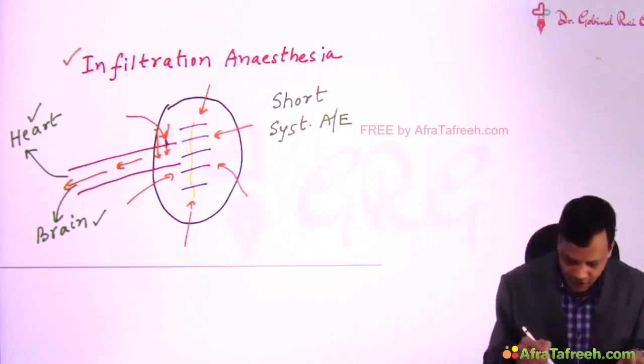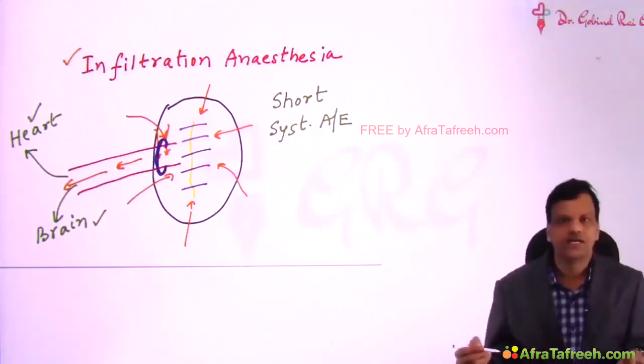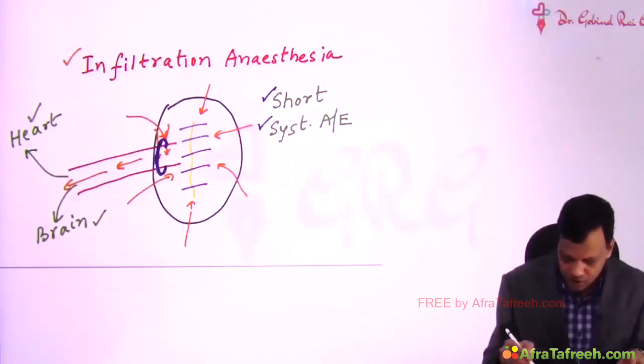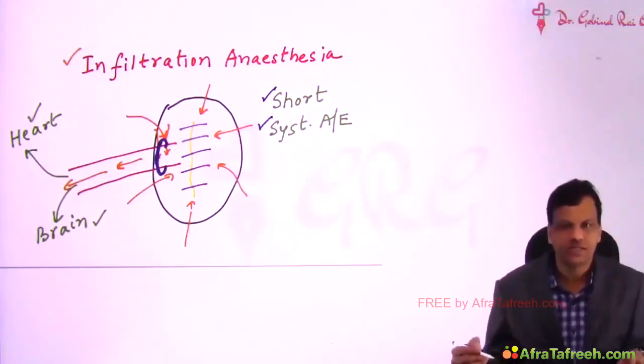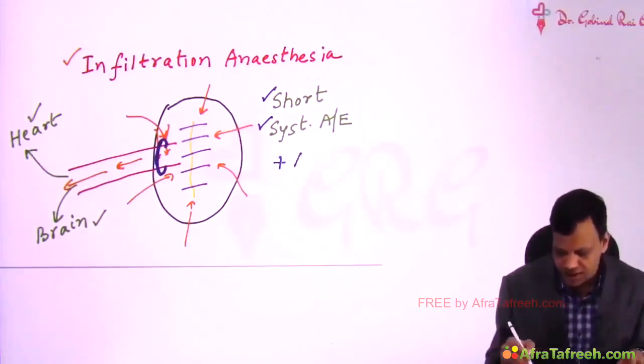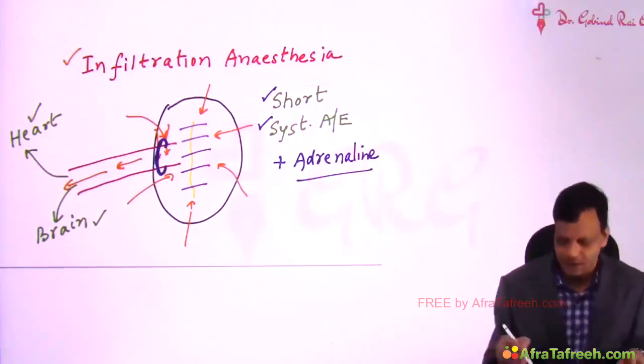So if we give a drug which causes vasoconstriction, if this vessel is constricted, local anesthetic will not enter. So it will stay at this place only. So it becomes long acting. And because it is not going to systemic circulation, the adverse effects decrease. So this drug which causes vasoconstriction is adrenaline. So we add adrenaline or epinephrine with the local anesthetics to make it long acting.